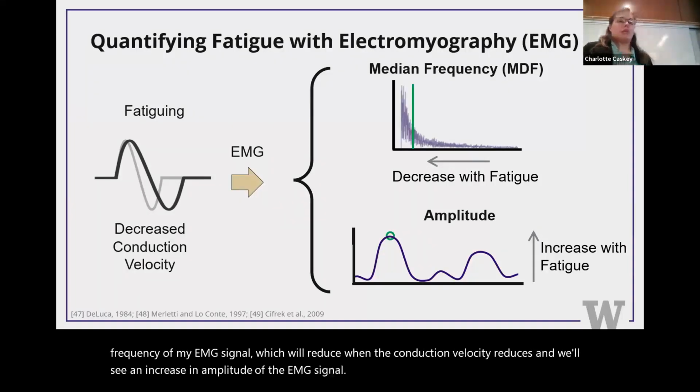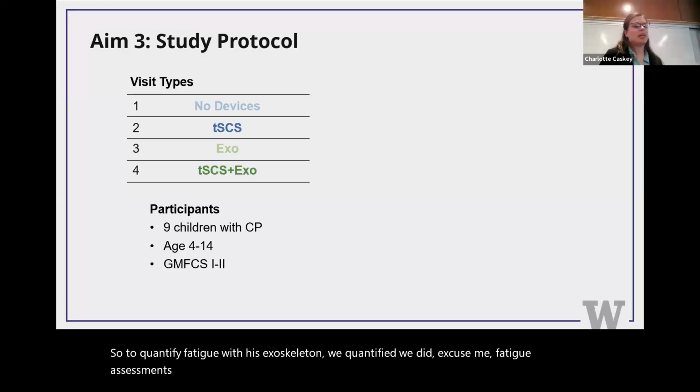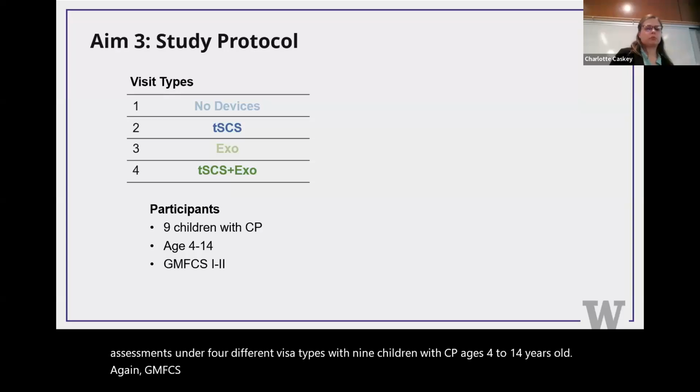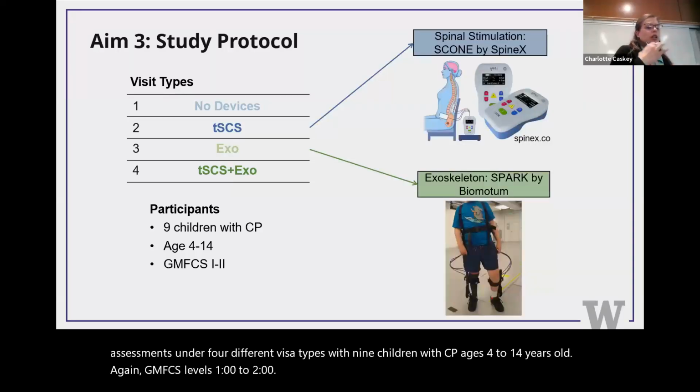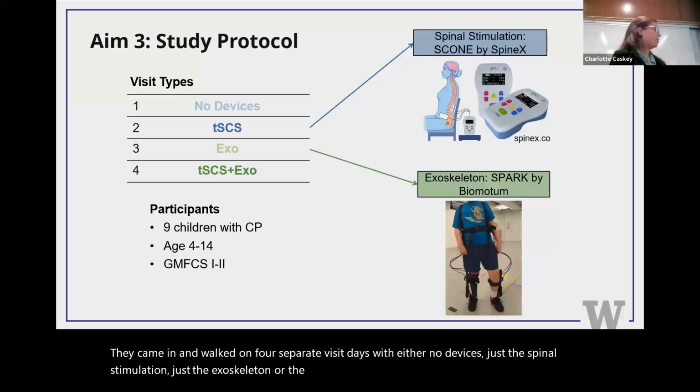So to quantify fatigue with this exoskeleton, we did fatigue assessments under 4 different visit types with 9 children with CP, ages 4 to 14 years old. Again, GMFCS levels 1 to 2. They came in and walked on 4 separate visit days with either no devices, just the spinal stimulation, just the exoskeleton, or the 2 combined together. And this is a demonstration of our exoskeleton with one of our participants.